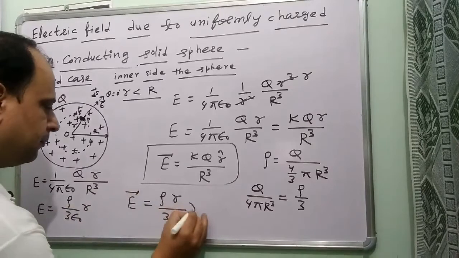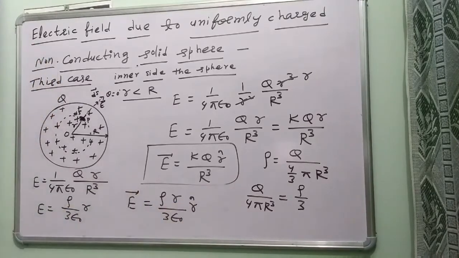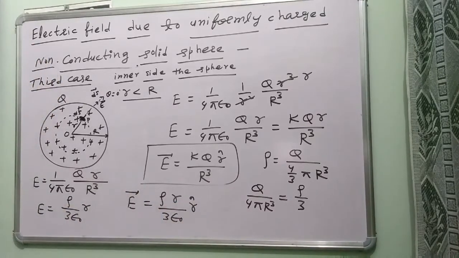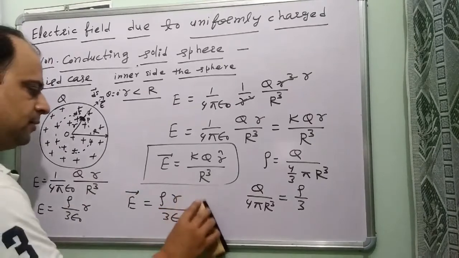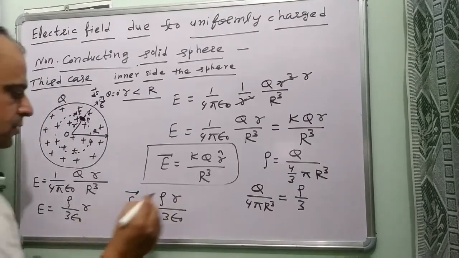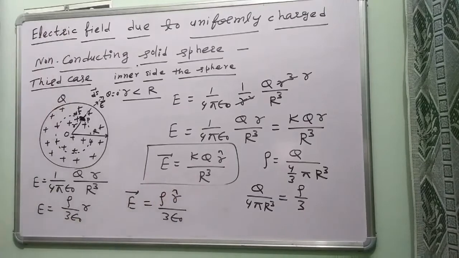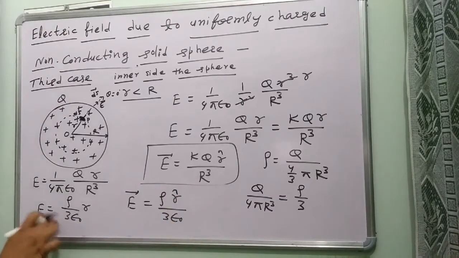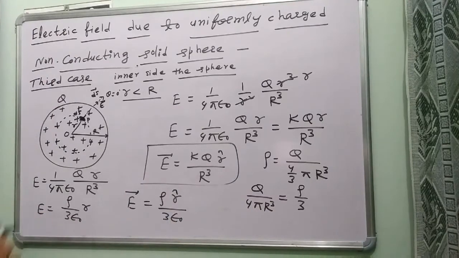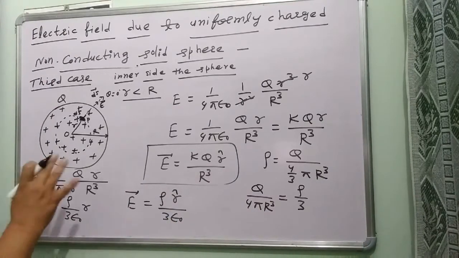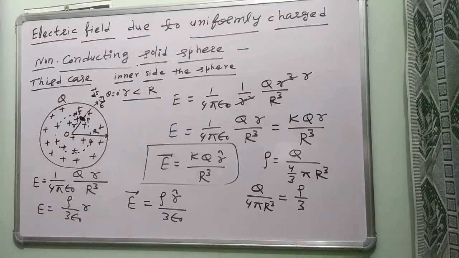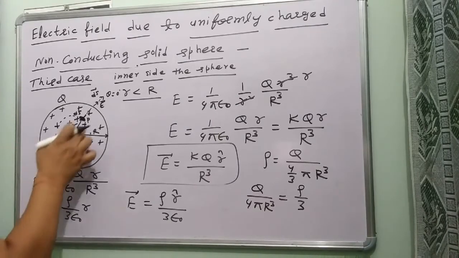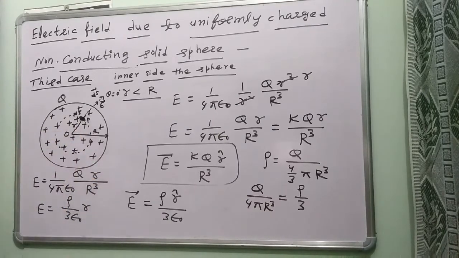This is the vector form. We can also write it like this, and this is the vector form, right? E equals rho r cap upon 3 epsilon 0. This is the formula. We have to remember this formula. This is the electric field inside the sphere due to a uniformly charged solid sphere.